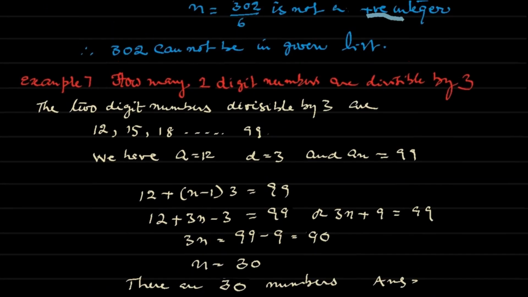Example 7. How many 2-digit numbers are there divisible by 3? For 2-digit numbers, the first number will be 12. It starts there. 12, 15, 18 up to 99. So this is the nth term, this is the first term. A is 12 and d is 3. A_n is 99. So 99 equals 12 plus (n minus 1) times 3, and n works out to 30.